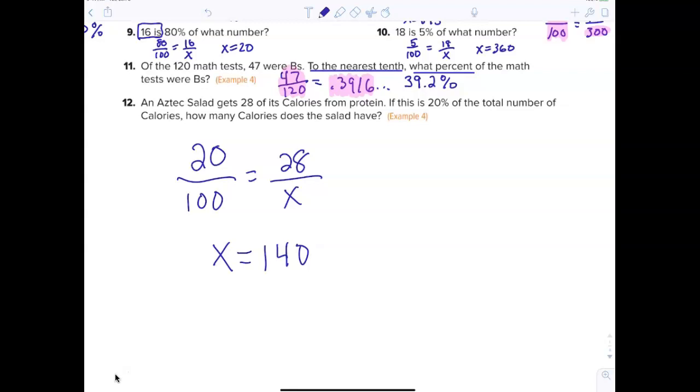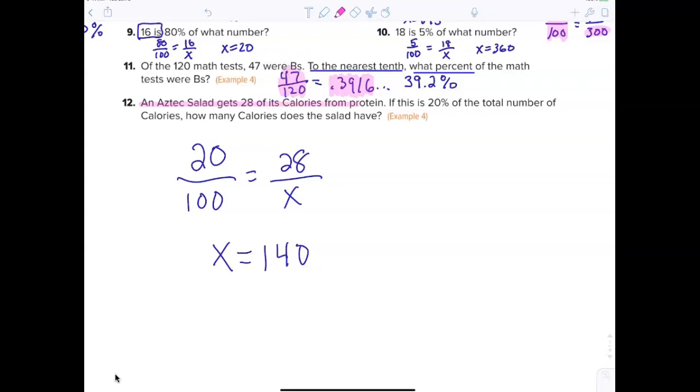Yes, ma'am. I'm getting confused by 28 being the part instead of the whole. Well, because you're thinking that 28, listen to me. I'm not very good at English, okay? I'm just going to be honest with you. So it's hard for me to look at the context of 28 and explain to you why that's part, not the whole. But I'm going to give you my best shot. You with me? So an Aztec salad gets 28 of its calories.